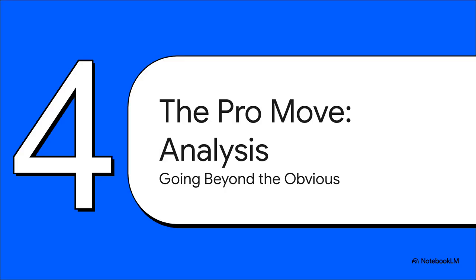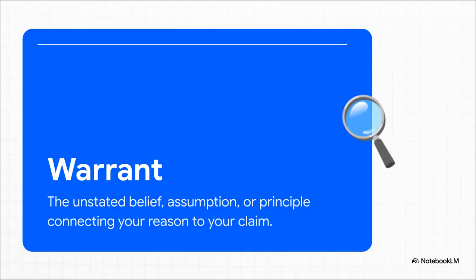All right, ready for the pro move? This is what separates a good essay from a truly great one. It's called analysis. This is where you stop just presenting your evidence and you start explaining the deep-down logic that connects everything together for your reader. And the secret to amazing analysis is understanding something called the warrant. The easiest way to think about it is like an invisible bridge. It's the unstated belief that connects your reason to your claim. It's the thing your audience has to accept for your whole argument to make sense. And a lot of times, that invisible bridge is the most fascinating part of the whole debate.